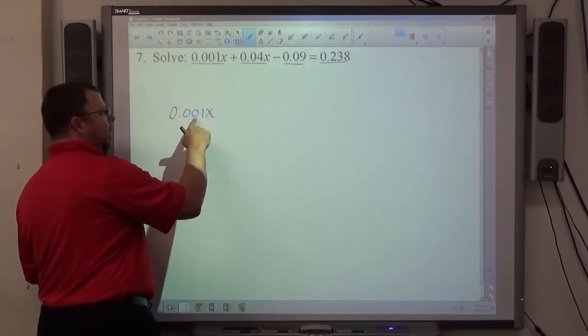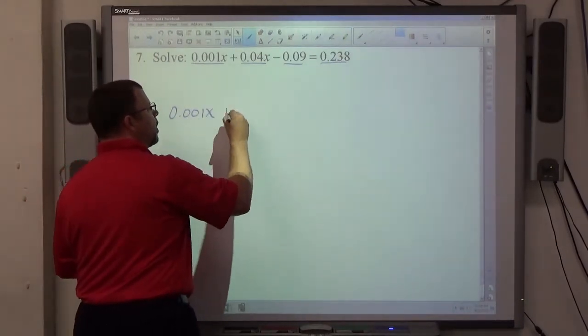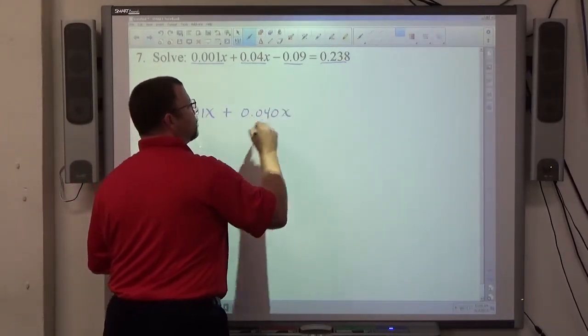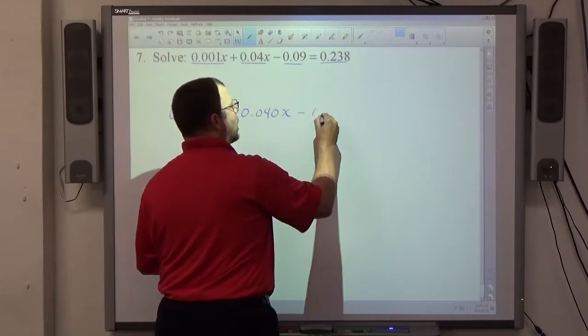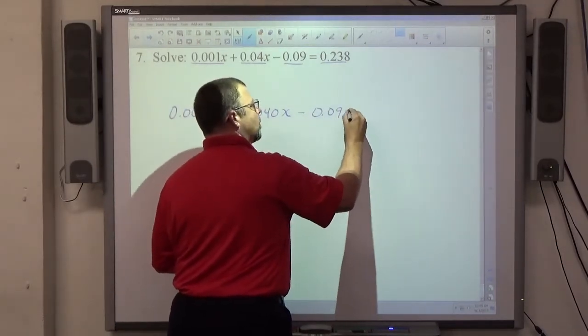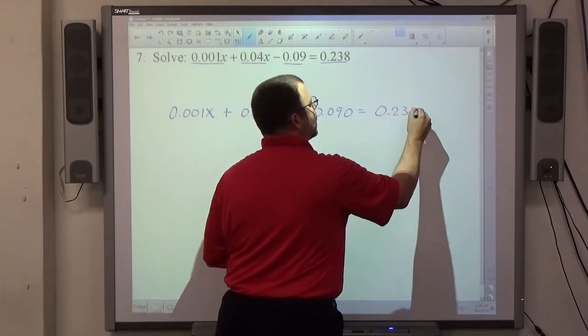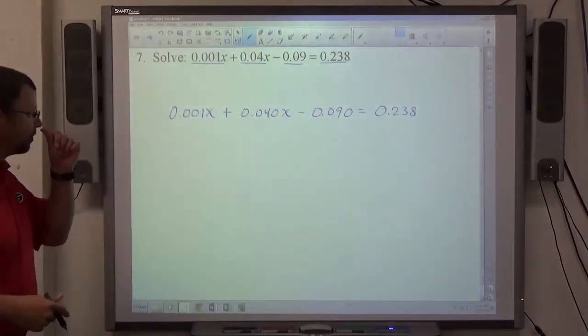So 0.001x, 3 decimal places in the number, plus 0.04, I'm going to add a 0 at the end to make a third decimal place, stick an x on it. Minus 0.09, had to add a 0 to get a third decimal place on that. And 0.238 already has 3 decimal places, so it's fine the way it is.